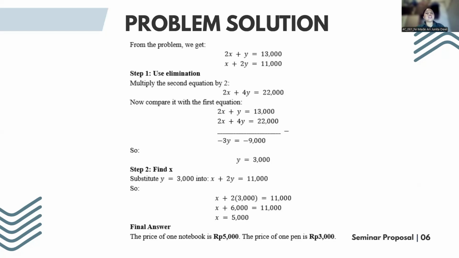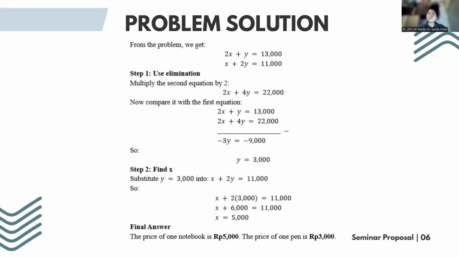2x minus 2x is 0. 4y minus y is 3y. And 22,000 minus 13,000 is 9,000 rupiah. So we get 3y equals 9,000, and then divide both sides by 3. So y equals 3,000 rupiah. It means the price of one pen is 3,000 rupiah.